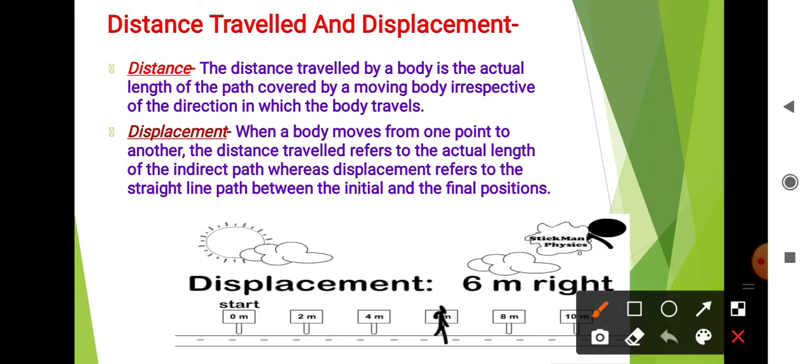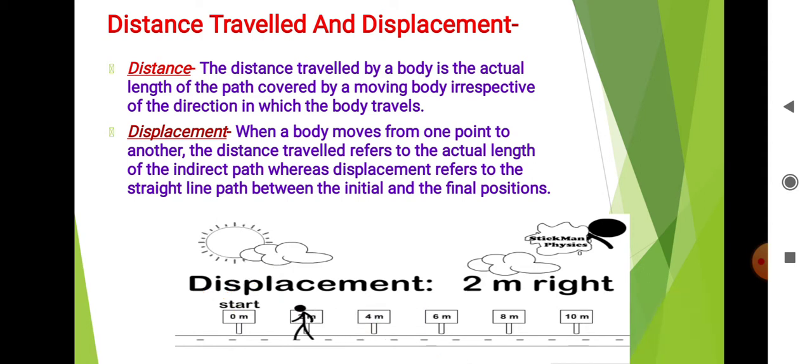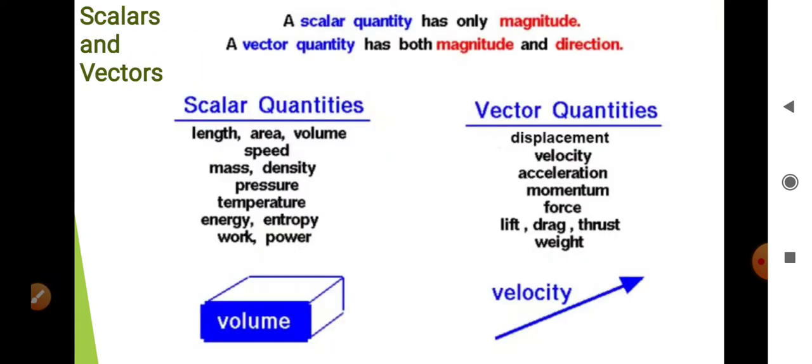Now if you are viewing that video, in this video a person starts from 0, and when he moves 6 meter right, then his displacement becomes 6 meter, and when he goes back to the start his displacement becomes 0. Okay, so distance and displacement you understand. So next we move to the next slide.